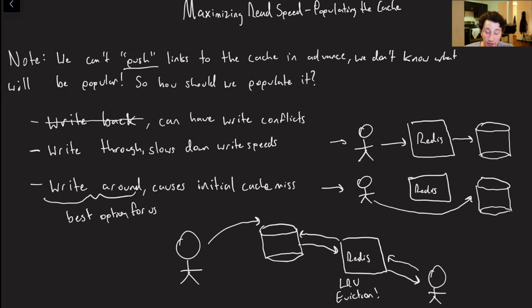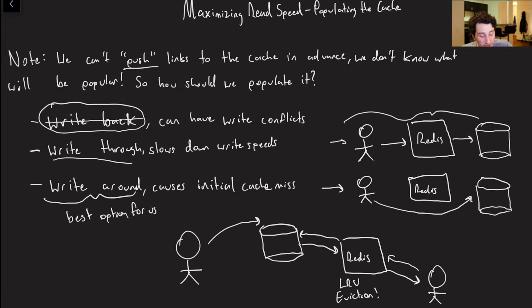So there are basically three methods of writing data to our cache that we can consider. The first one we've already spoken about, which is the write back cache. We've already said we can't really do this because it's going to lead to data inconsistencies and write conflicts, which is not going to be feasible for us. The second one, which is a possibility, is the write through cache. In the write through cache, which you can see over here, the gist is basically that in addition to writing to the database at a given time, you also write to your cache.